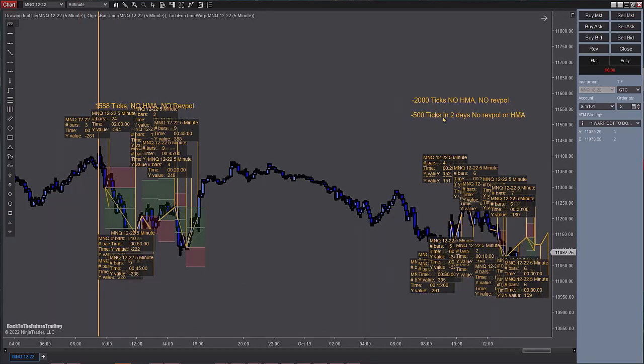So this was the 2 days total without using reverse polarity. This is just for yesterday, and this is just for Tuesday. So we went from minus 2,000, which is honestly the biggest drawdown that I personally experienced with Warp. But take both these days into consideration: you're still only down 500 ticks in 2 days. So it's not great, but it's also not horrific.